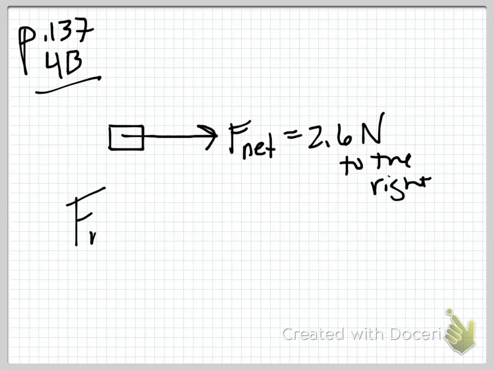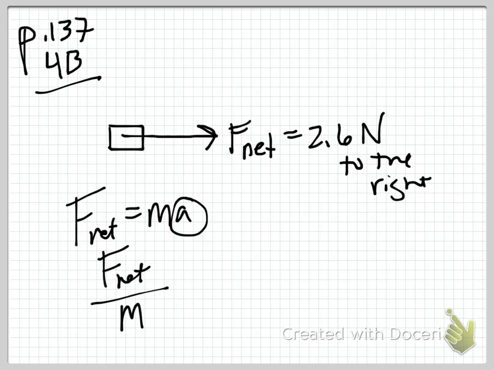Well, net force equals mass times acceleration. We're solving for acceleration. Net force divided by the mass. Mass of the book is 2.2 kilograms.